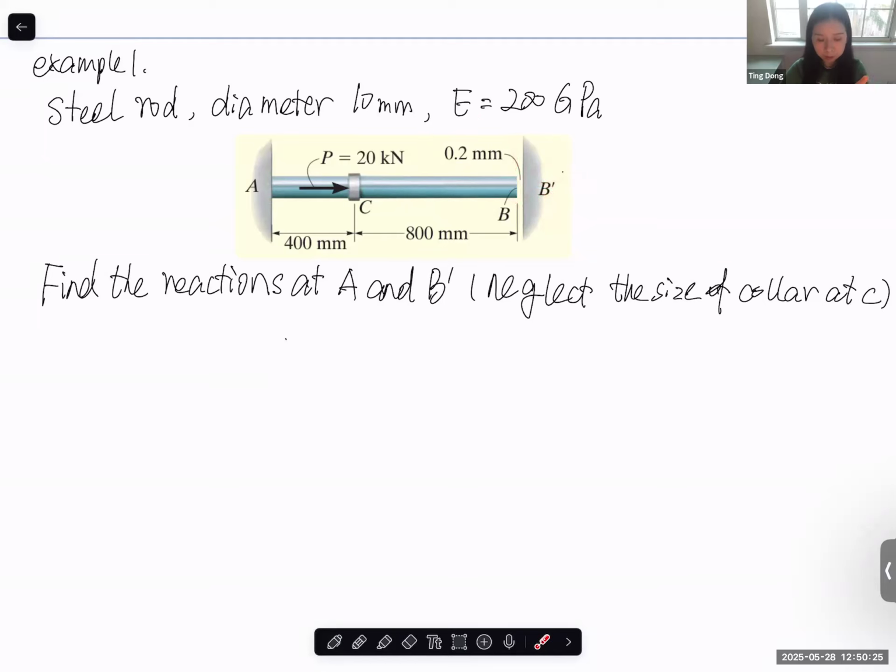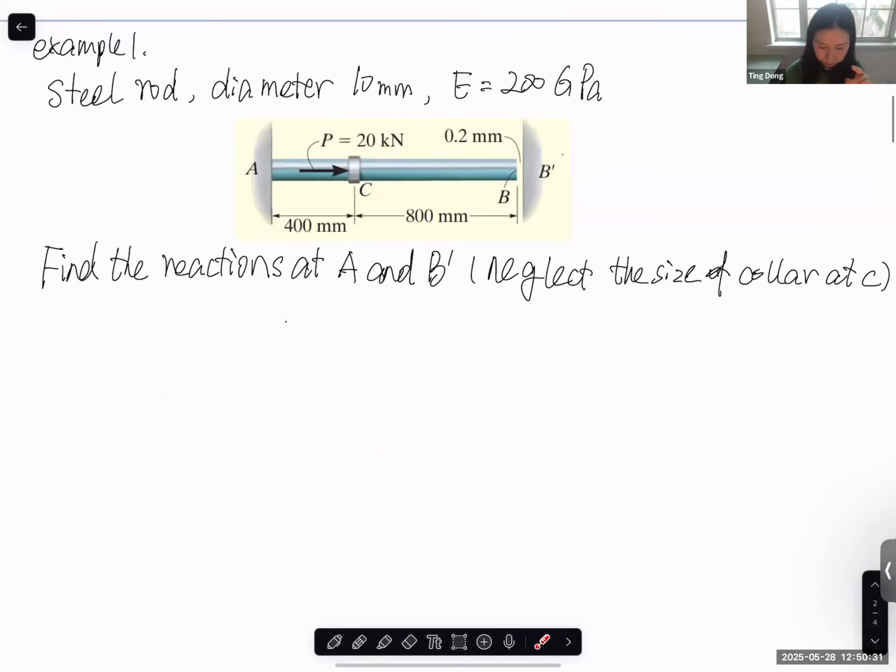The second possibility is that I apply this P, and there's elongation in the AC section, and the same thing, B will move to the right. If the elongation is lower than 0.2 millimeter, it means there's no contact between B and B prime. So the reaction from B prime should be 0, and the reaction at A should be simply 20 kilonewton. Does this make sense or not? Two possibilities, either contact or no contact between B and B prime. Before calculation, of course, we don't know. So let's calculate first to see if there's contact between B and B prime.